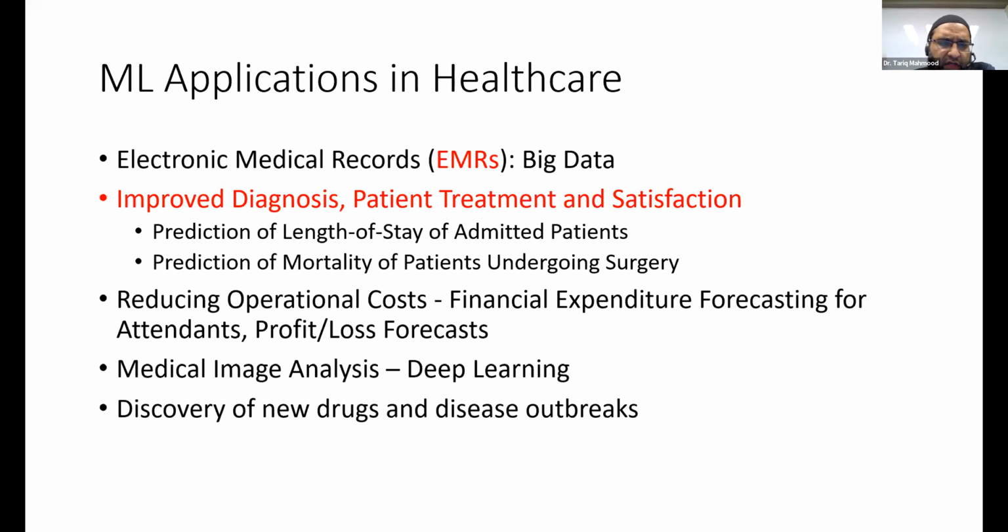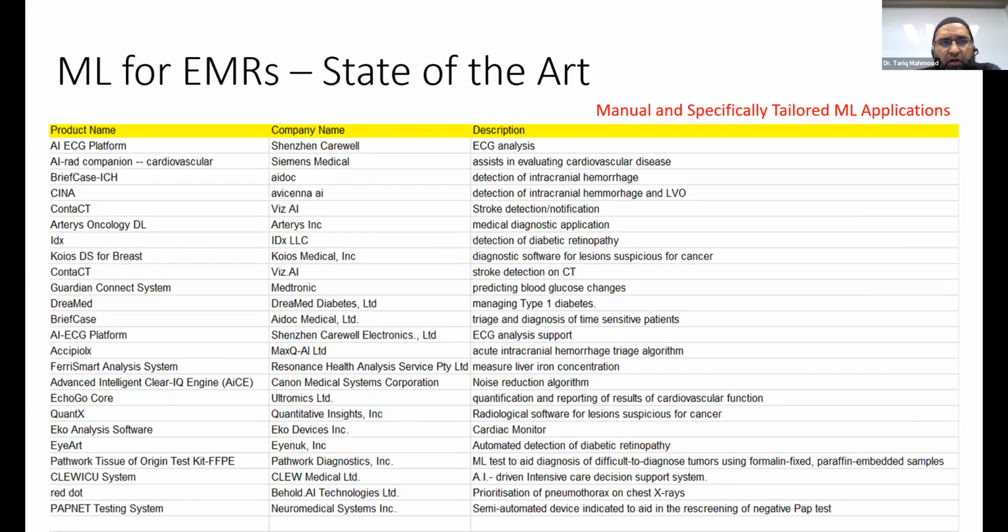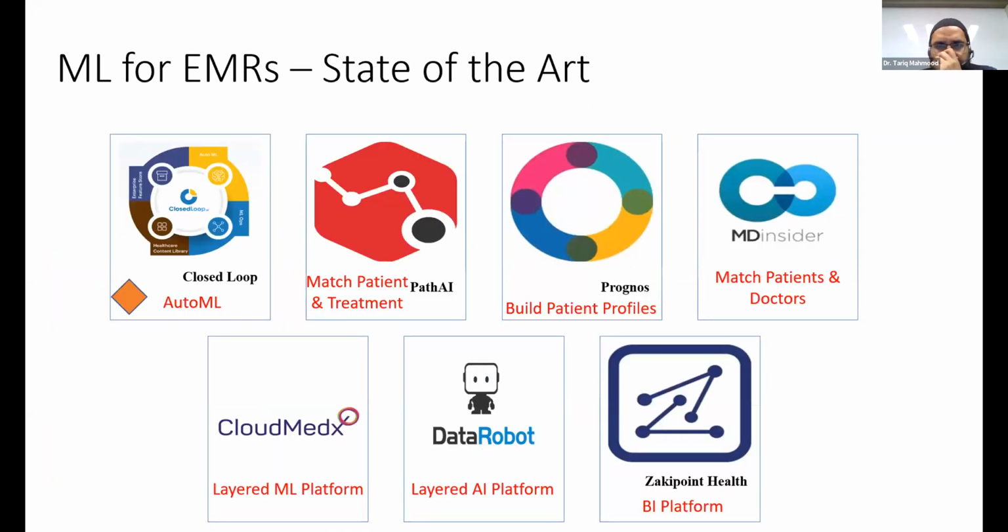Besides that, you can have many other applications like reducing operational costs, medical image analysis, discovery of new drugs, etc. A lot of work has already been done by many companies across the globe who have designed manual and tailored machine learning applications. Some of them are listed here, but there can be more because I'm not showing all these companies here. So you can see predicting blood glucose changes, stroke detection on CT scans, medical diagnostic applications, stroke notification or prediction, ECG analysis. So lots of things are going on, but all of them are manual. And these tools are also all of them manual. Only the first one, called ClosedLoop, is the automatic machine learning tool for healthcare, and that's the only one which is available right now, to the best of my knowledge.